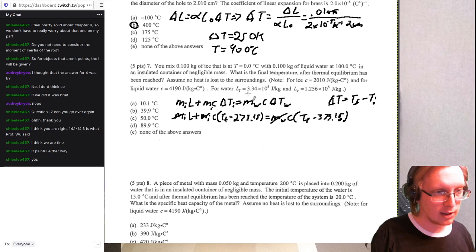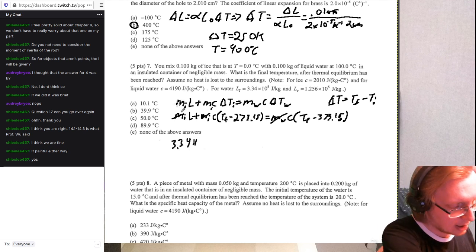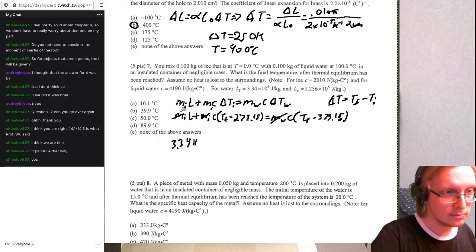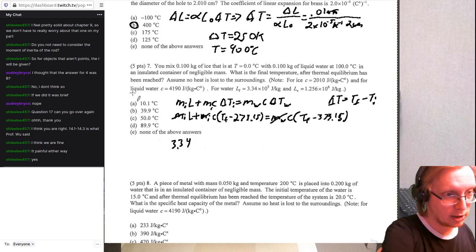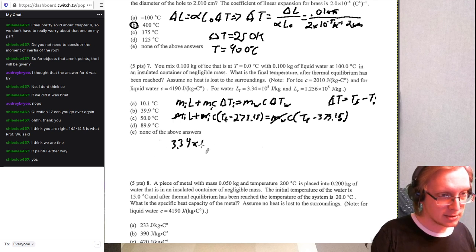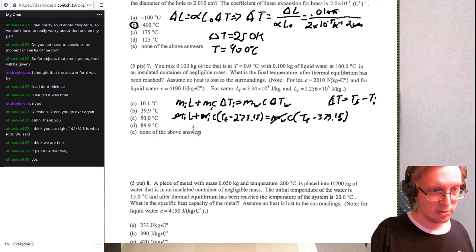L for our fusion is 3.34 times 10 to the 5. Alright, I'm going to keep doing algebra here. We're writing a whole lot of numbers and then they're going to go all fuzzy on us.